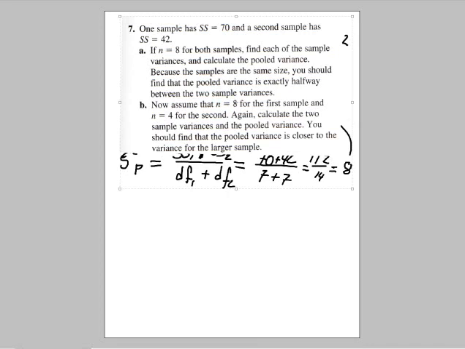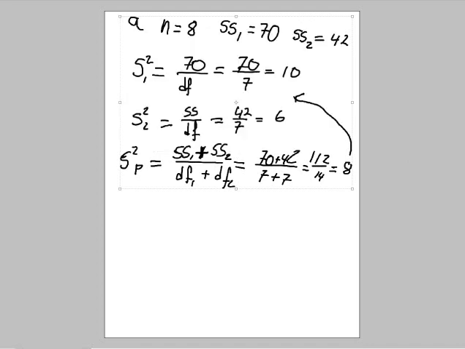And now for part B, now assume that n equals 8 for the first sample, so we'll call that n1, and n2 equals 4 for the second. Again, calculate the two sample variances and the pooled variance. You should find that the pooled variance is closer to the variance of the larger sample. So let's write that stuff down before we forget.